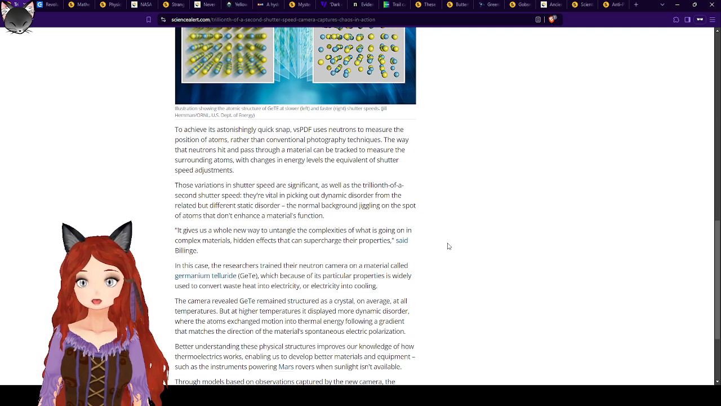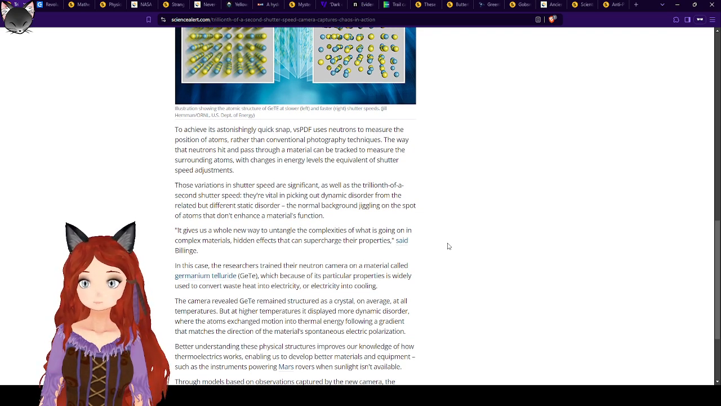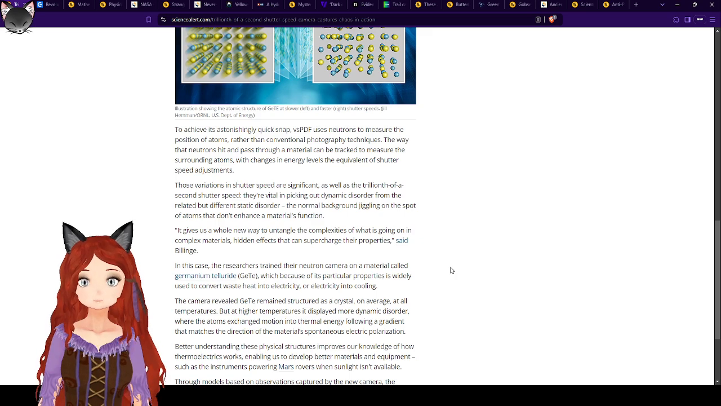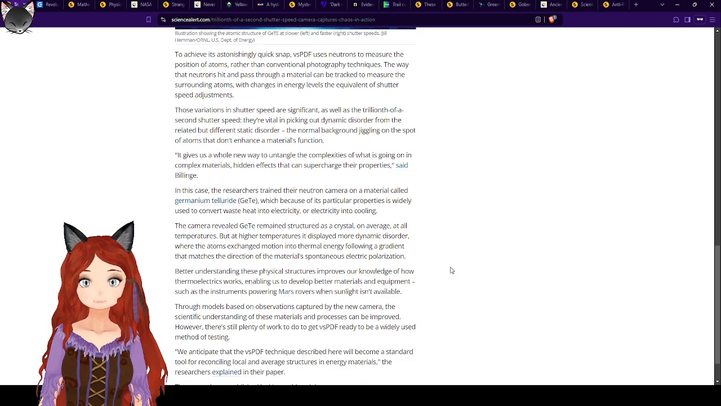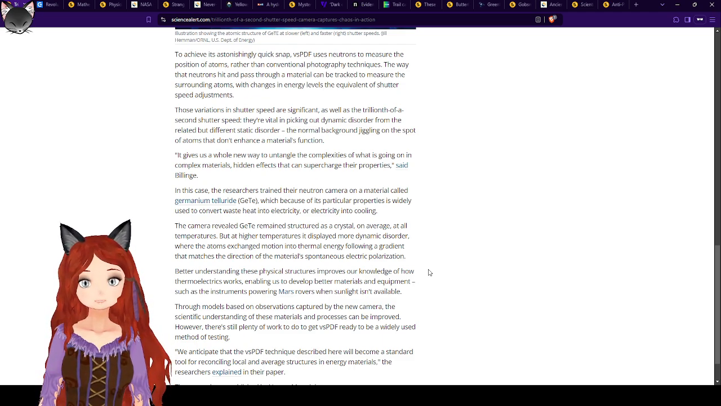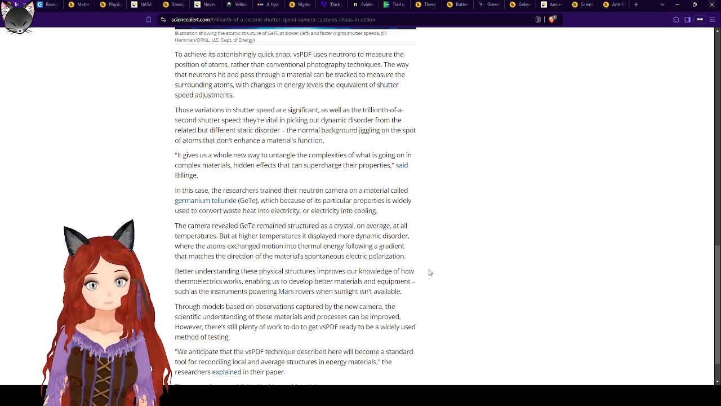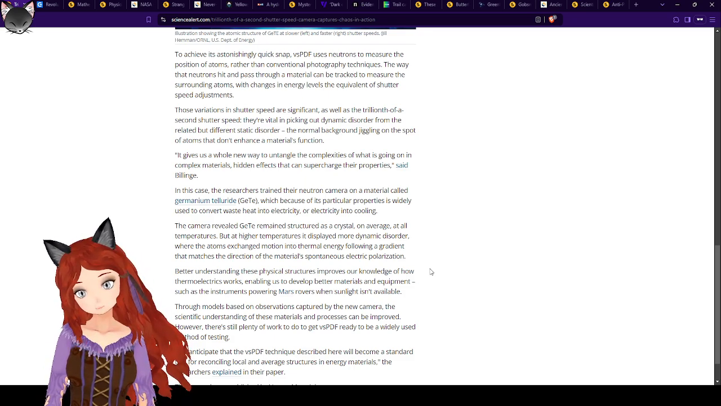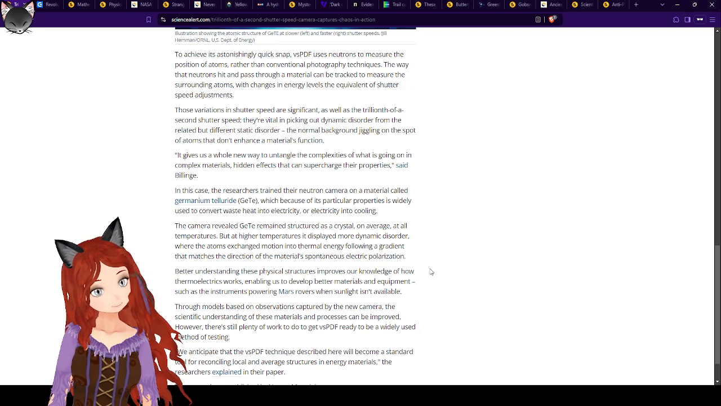In this case, the researchers trained their neutron camera on a material called germanium telluride, GeTe, which, because of its particular properties, is widely used to convert waste heat into electricity, or electricity into cooling. The camera revealed that the GeTe remains structured as a crystal on average at all temperatures, but at higher temperatures it displayed more dynamic disorder, where the atoms exchanged motion into thermal energy following a gradient that matches the direction of the material's spontaneous electric polarization.